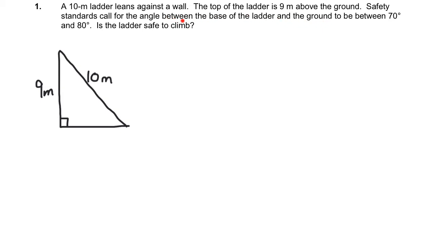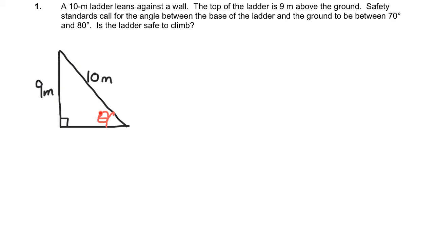So where's this angle between the base of the ladder and the ground? Well, here's the base of the ladder, here's the ground, that's the angle between them. So we have to find out what this angle is. So do we have a right triangle? Yes. So we can either use Pythagorean theorem or the primary trig ratios. Well, we're not trying to find the length of the missing side, so we're not going to use Pythagorean theorem. We're going to use a trig ratio. Which one do we use?